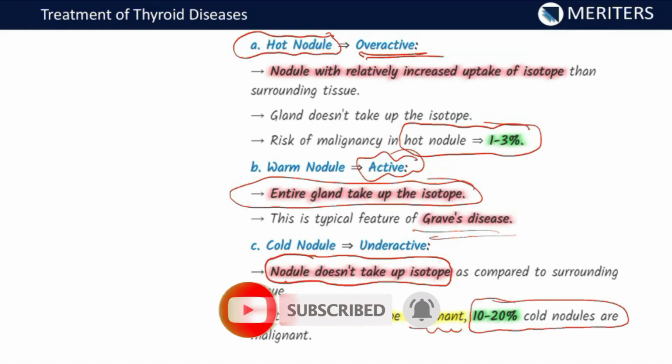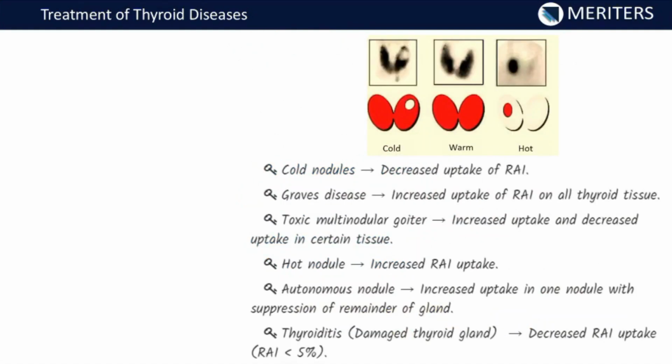That is important. Now, for scintigraphy, we use I123, and for treatment purpose, we use I131. For ablation, we use iodine 131 isotope. So that is the difference which you should remember for your exam.